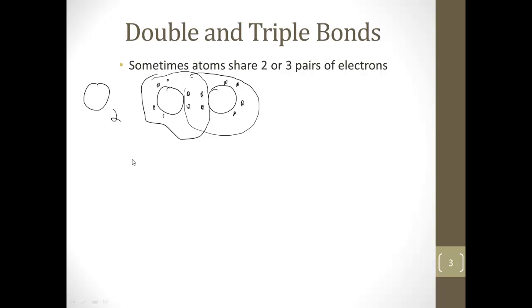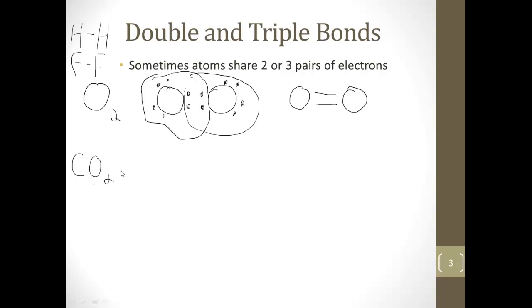Another example of double bonds is carbon dioxide, CO2. Oh, sorry, to go back to the oxygen, right? It can also be drawn as O double bonded to O. The single bond we saw in the slide before was H single bonded to H, or F single bonded to F. A double bond has two lines.